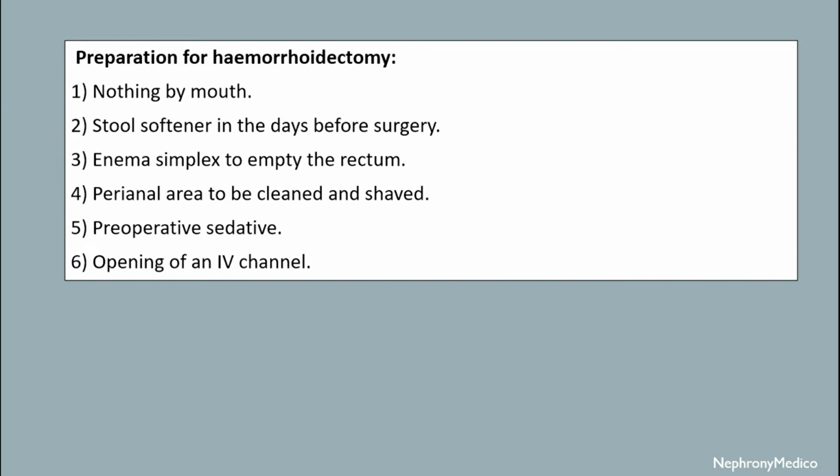Preparation for haemorrhoidectomy: nothing by mouth, stool softener in the days before surgery, enema simplex to empty the rectum, perianal area to be cleaned and shaved, preoperative sedative, and opening of an IV channel.